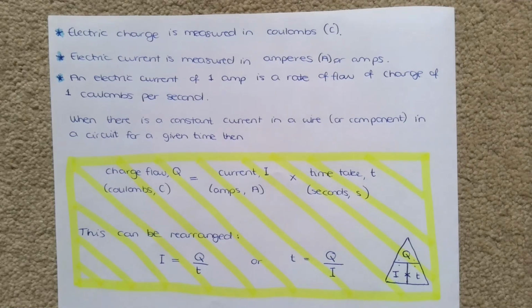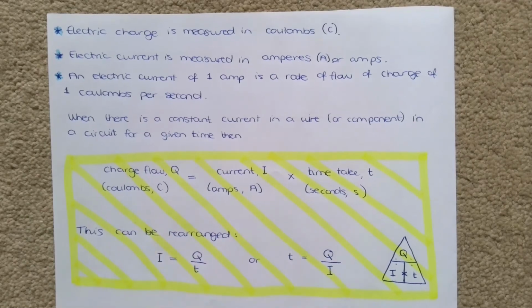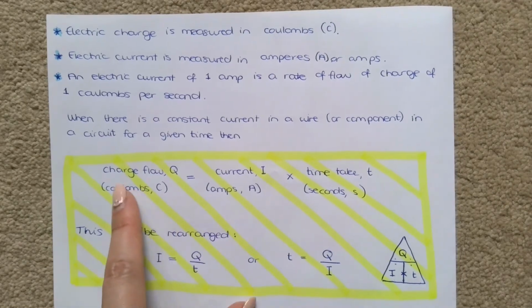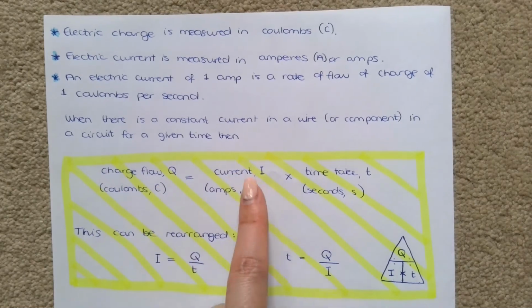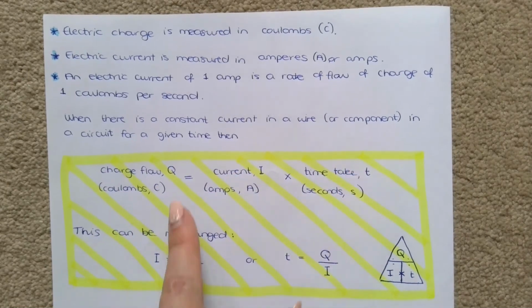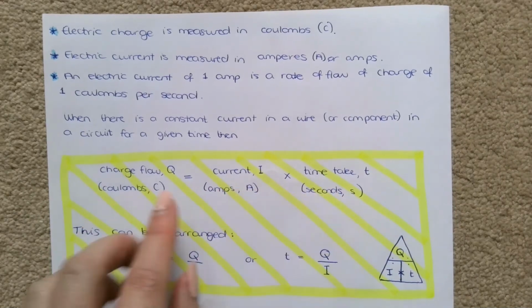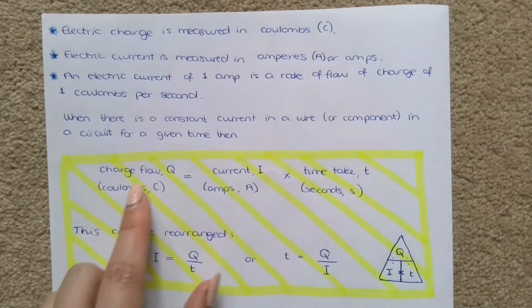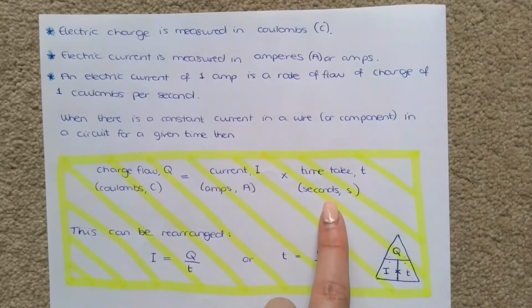When there is a constant current in the wire or component in a circuit in a given time, then we can use these equations. So if I wanted to work out charge flow, I could multiply the current by time taken. And I can see there's lots of letters here. So these are the units. So the unit for charge flow is coulombs, the unit for current is amps, the unit for time taken is seconds.